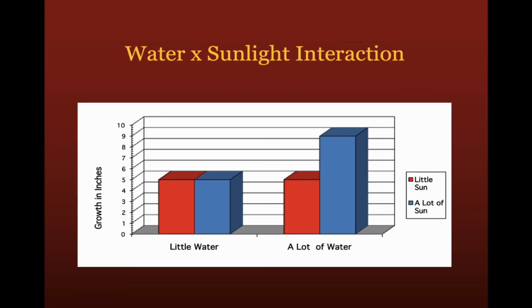So to kind of give you a visual here, this is a bar graph. You can see when the plant is given a little bit of water, sunlight has no real impact on plant growth. But when you give the plant a lot of water, if you also give it a lot of sun, it has a stronger impact on plant growth. So in other words, the effect of sunlight on plant growth depends on if the plant received a little bit of water or a lot of water. With a little bit of water, sunlight has no effect. With a lot of water, sunlight has a more positive effect.